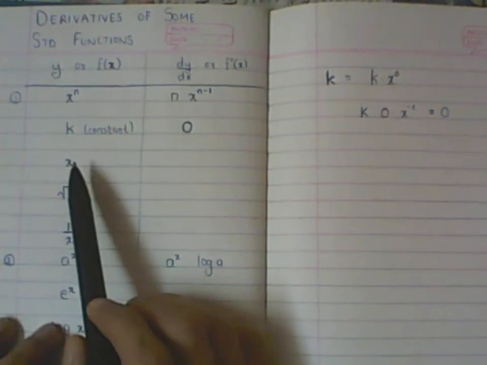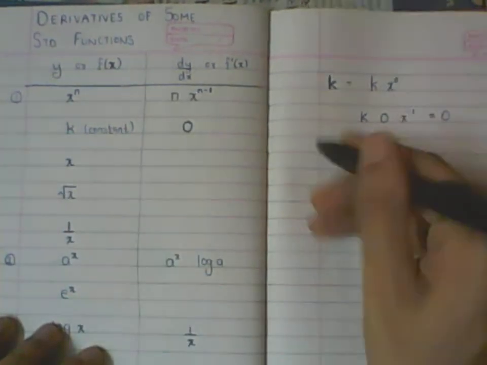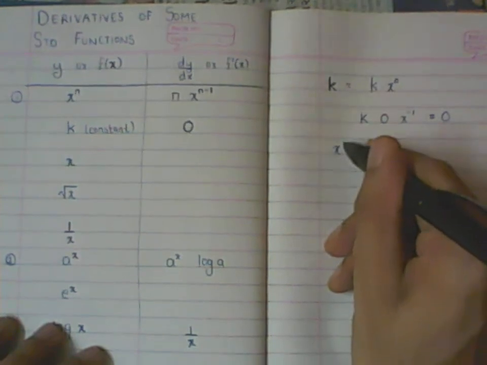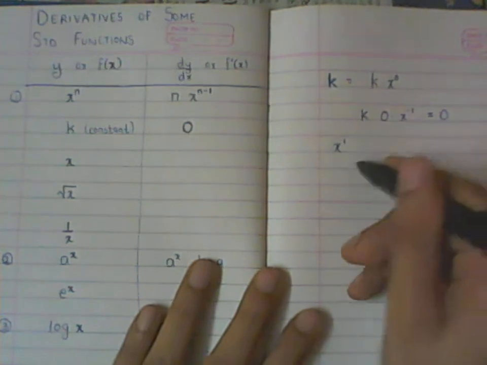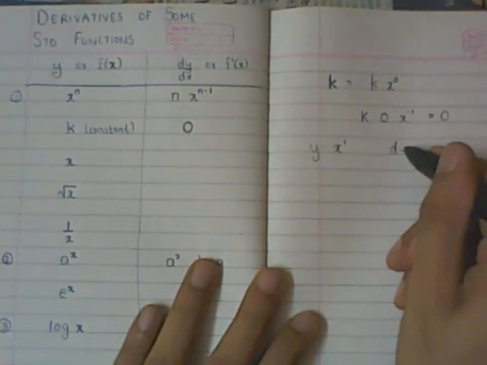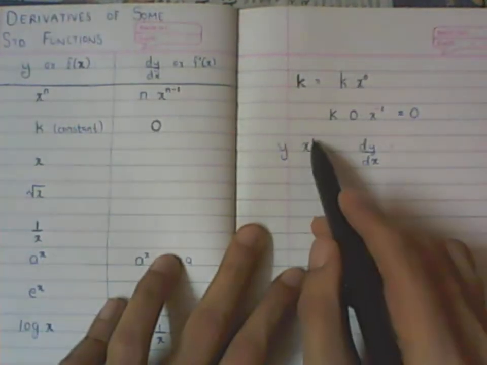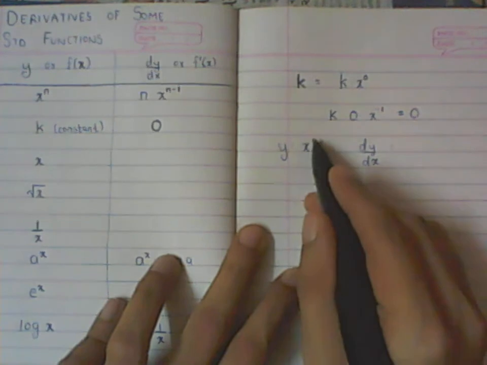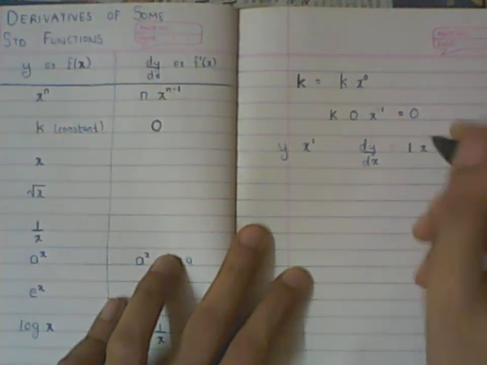The other basic derivative is that of a linear function, just x. So x is nothing but x raised to 1, right? And so according to this rule, the derivative is, if this is y, then dy by dx is nothing but, you take this power outside. I'm sorry, so 1 comes outside, and then I reduce my power by 1.